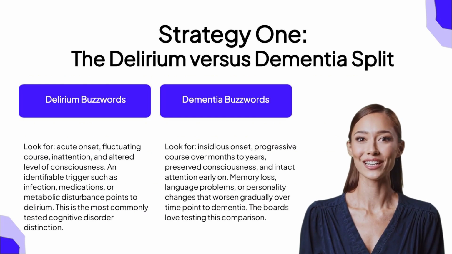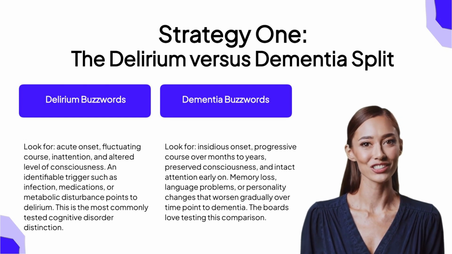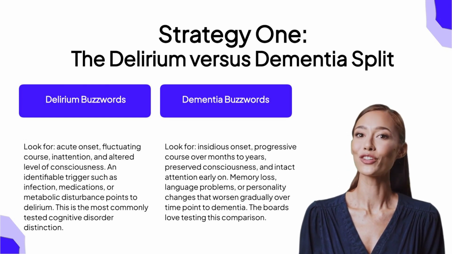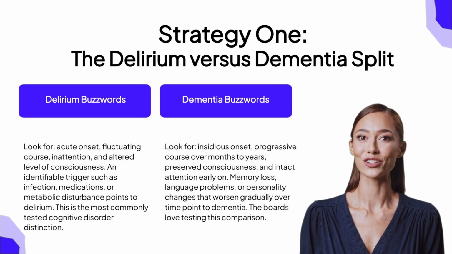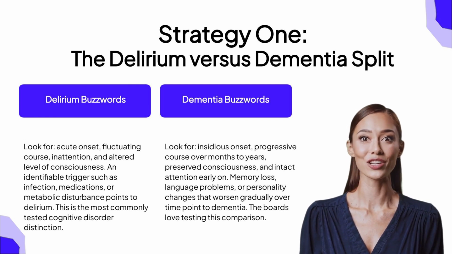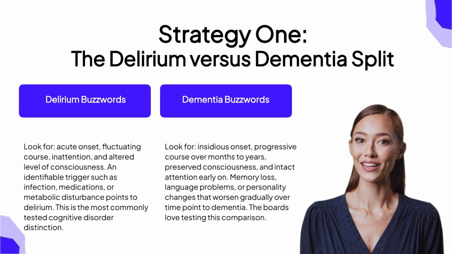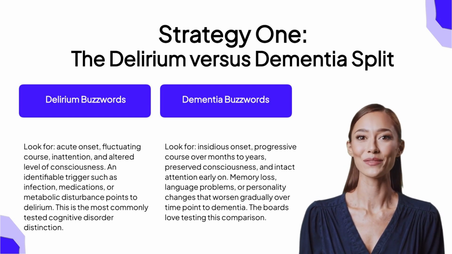Our first strategy is the delirium versus dementia split. This is one of the highest yield distinctions on the exam. When you see a question about an elderly patient with confusion or cognitive changes, immediately ask yourself, is this acute or chronic? For delirium, the key features are acute onset, fluctuating course, inattention, and often an identifiable cause like infection, medications, or metabolic derangement. The patient was at their baseline recently and then suddenly became confused.